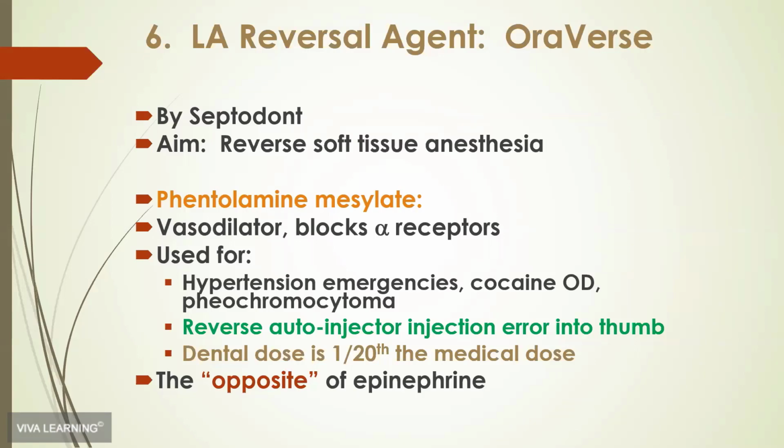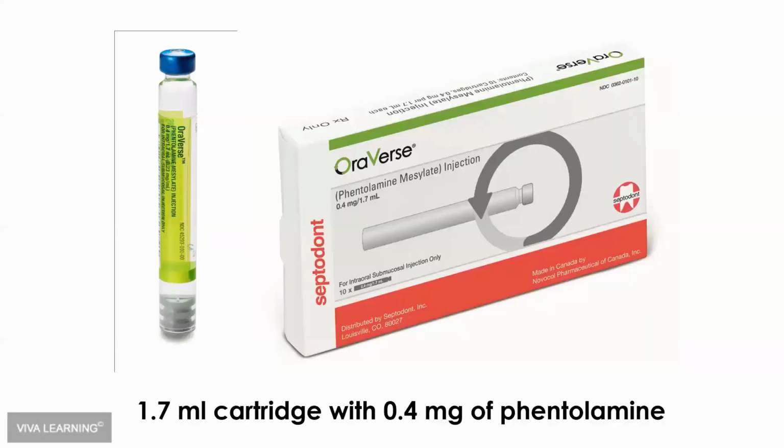And the very interesting reason this is used is if you use an epinephrine autoinjector and by mistake inject it into your thumb, the epinephrine will cause severe vasoconstriction of the vessels in your thumb, and you could get necrosis. People have had the tip of their thumb necrose and fall off. So phentolamine is used as a vasodilator to open the vessels up and allow the epinephrine to be taken up by the cardiovascular system, and blood flow happens again.